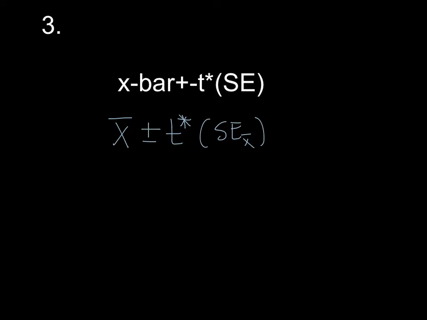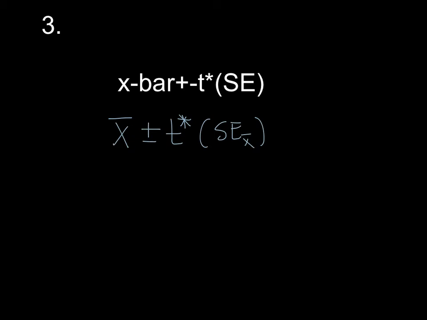X bar plus or minus t star times the standard error of x bar is what we're going to use. Again, I think I told you that on the formula sheet it says something like sample plus or minus critical value times standard deviation of sample, which is usually the generic wording. It used to be x bar plus or minus z star times standard deviation. Now it's x bar plus or minus t star times standard error. So this is what we're going to be looking at.